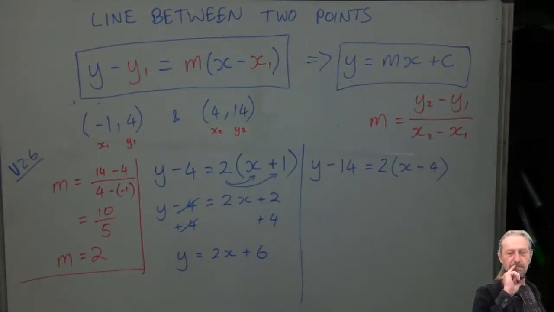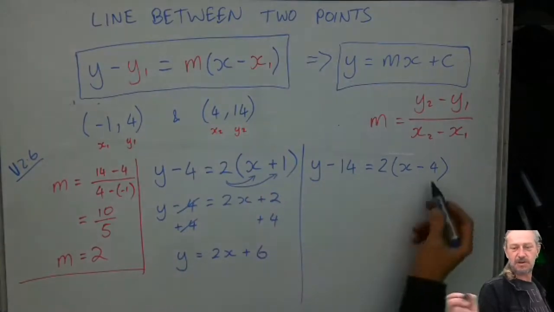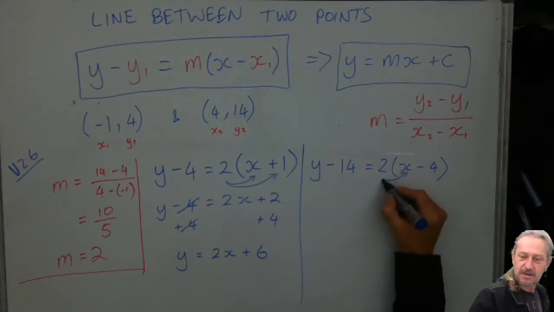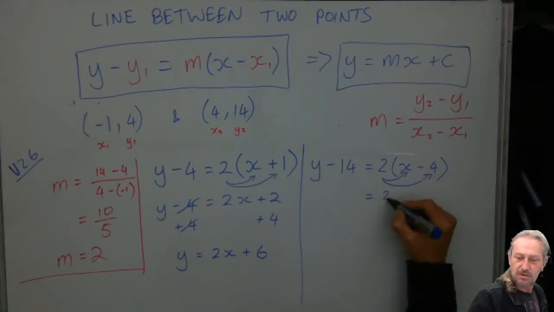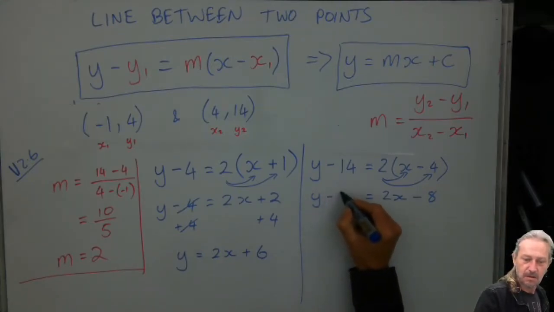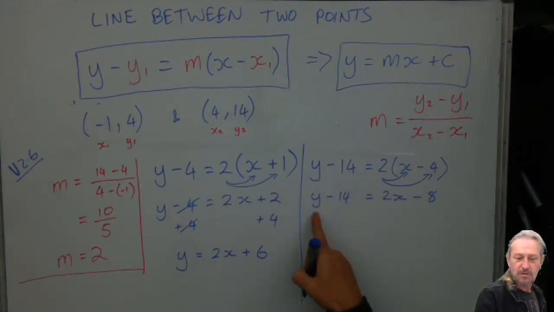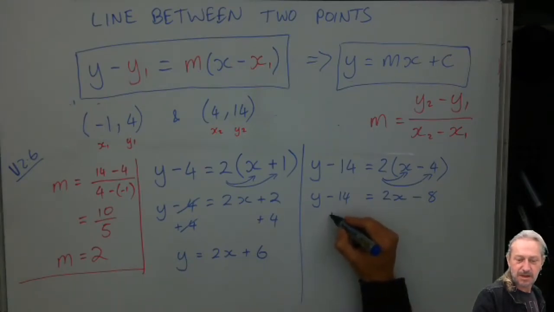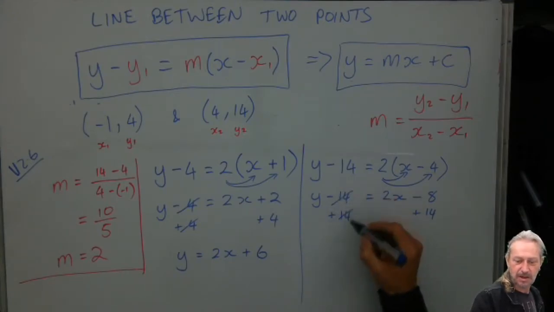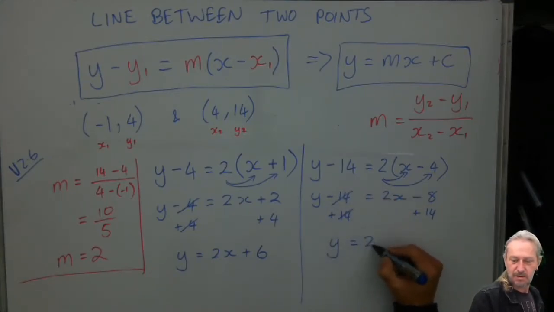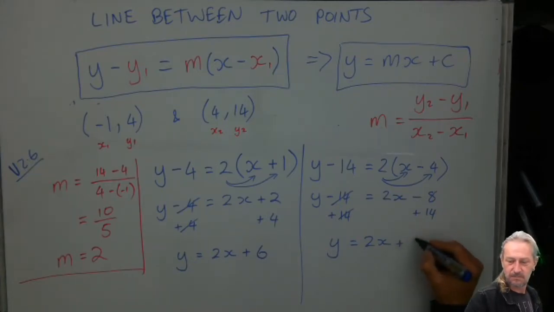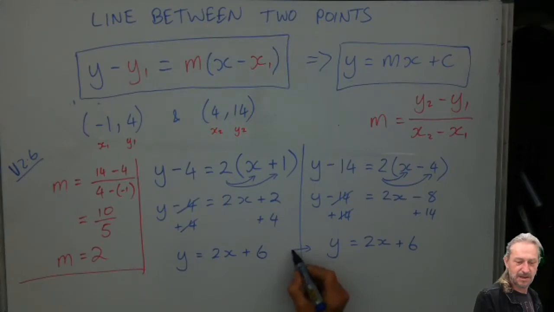So let's take away a positive, so that's fine. Same thing, we'll multiply out the brackets first. So this equals 2x take away 8. Then we want to make y the subject, so we'll just add 14 to both sides. That cancels with that. y equals 2x negative 8 plus 14 plus 6, and they're the same.